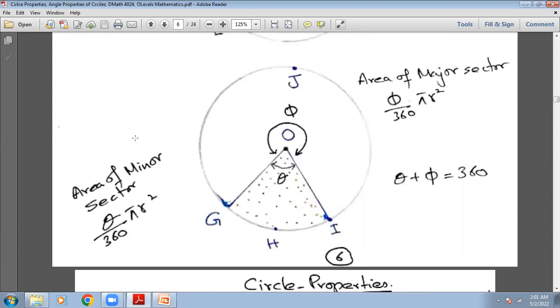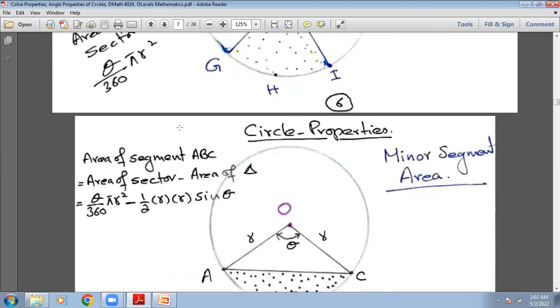Here is another example on the same concept. Here you can see a radius and radius. The circle has been divided into two portions. This is the minor sector. This one is the major sector. The angle subtended by the minor sector at the center is theta, and the angle subtended by the major sector at the center is phi. Area of the minor sector will be theta by 360 pi r square. Area of the major sector will be phi by 360 pi r square. The formula is basically the same. So theta plus phi here is 360. If you add these two angles, they will be equal to 360.